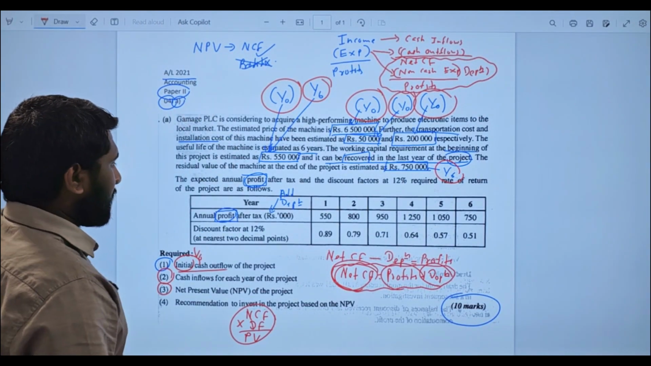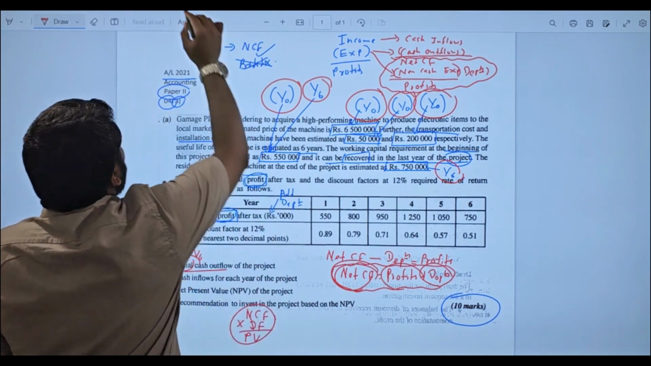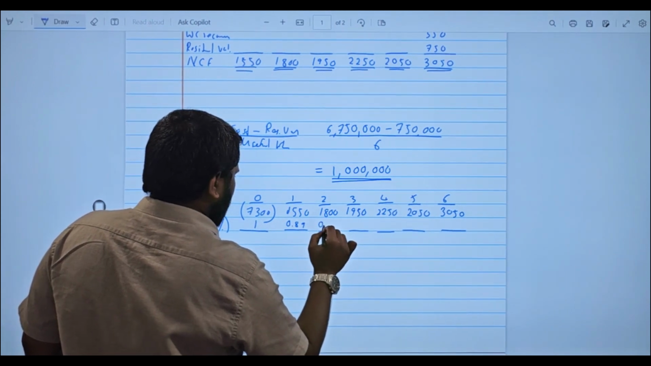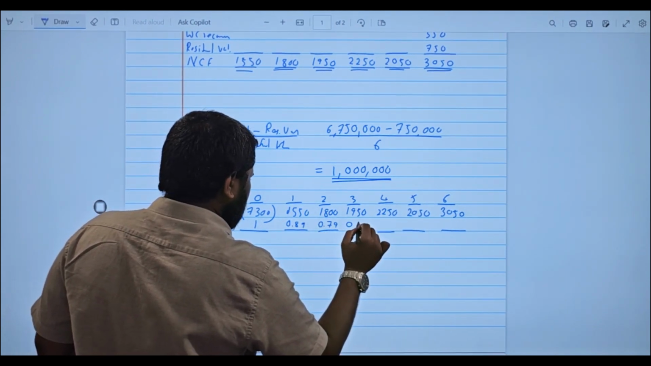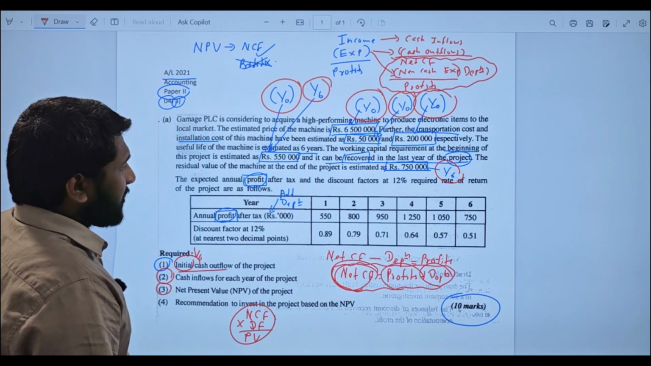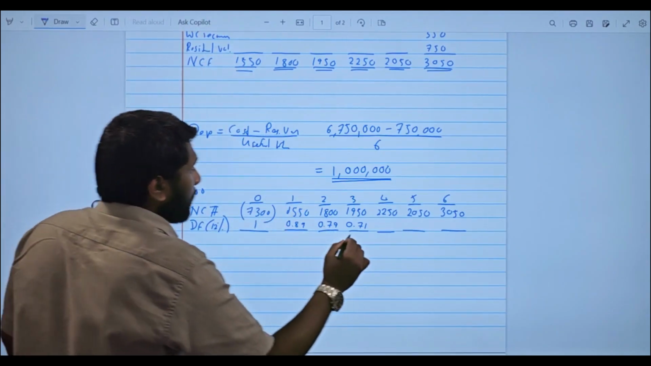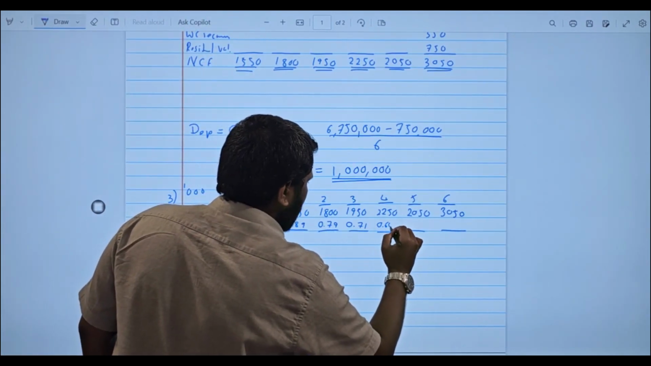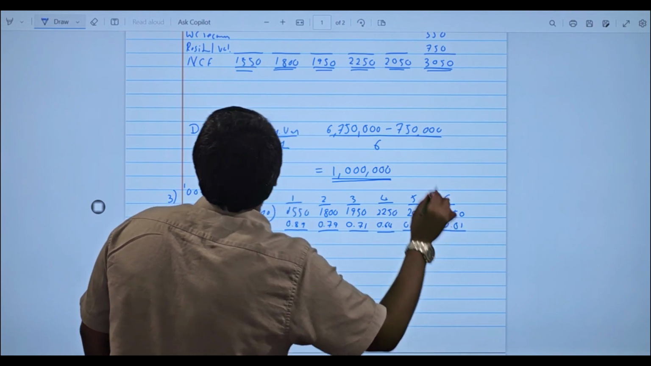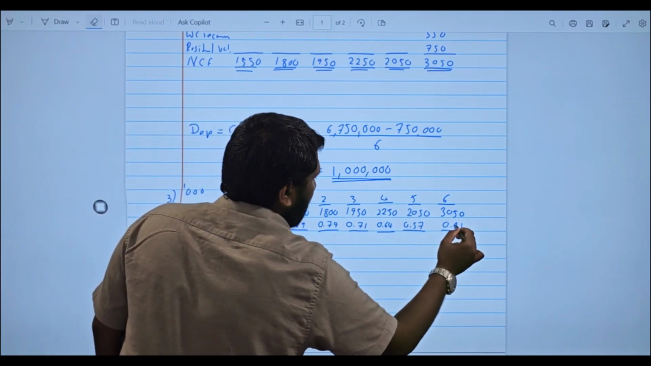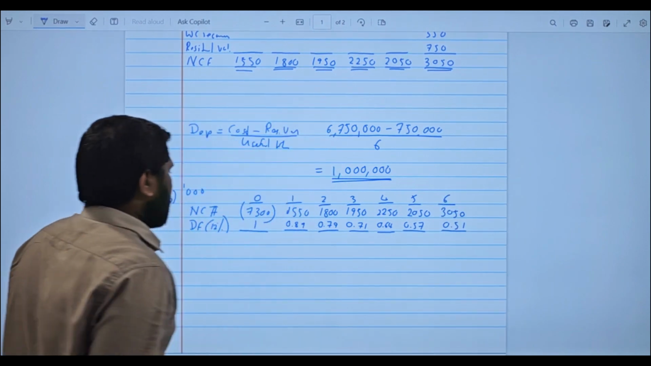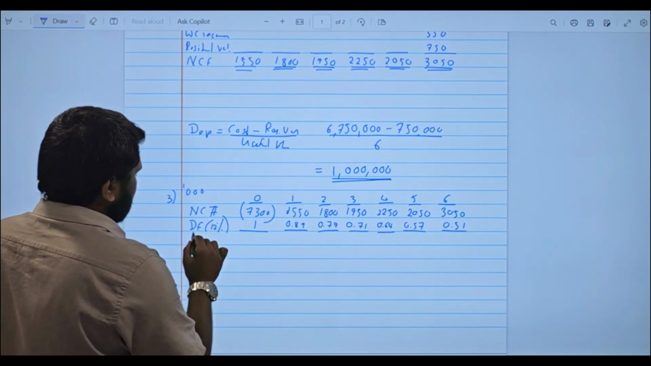Here 0.89, 0.79, 0.71, 0.64, 0.57, and 0.51. So I'll write it 0.51. Then let me get the present values.